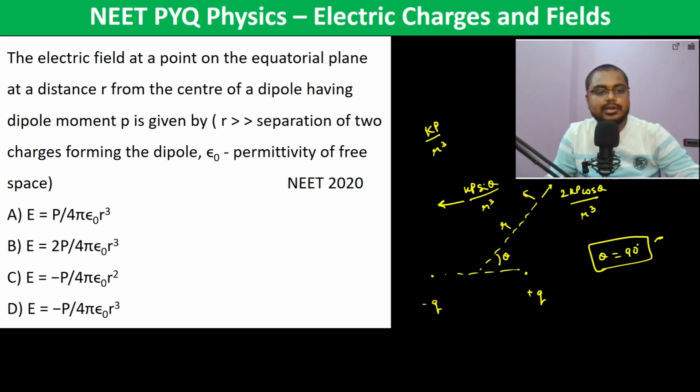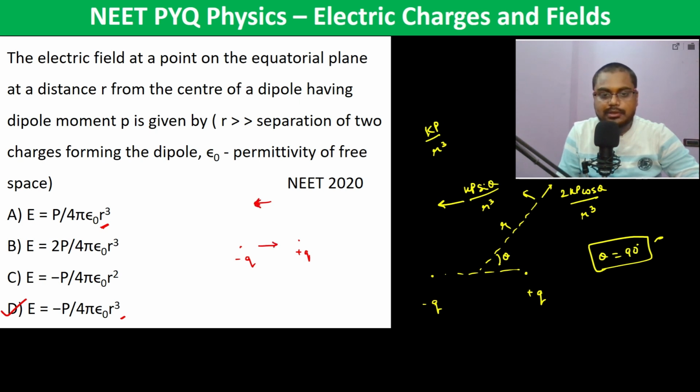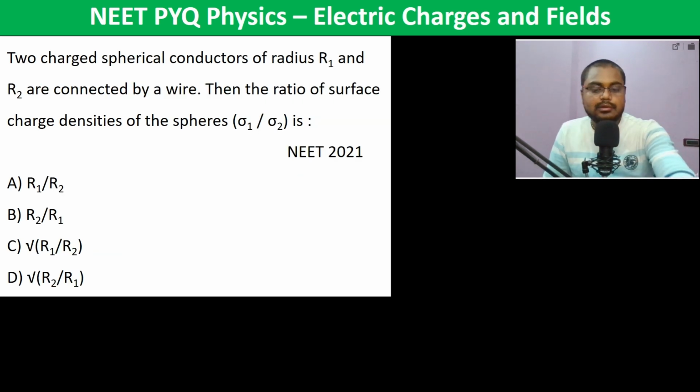So here there are two options, this is positive and this is negative. So we will take the negative direction, because if the dipole is in this direction, it's going to be in this direction, therefore D option. Thank you. Two charged spherical conductors of radius r1 and r2 connected by wire.